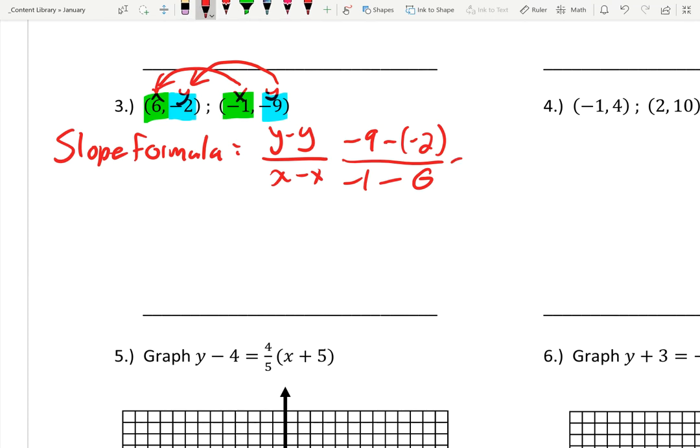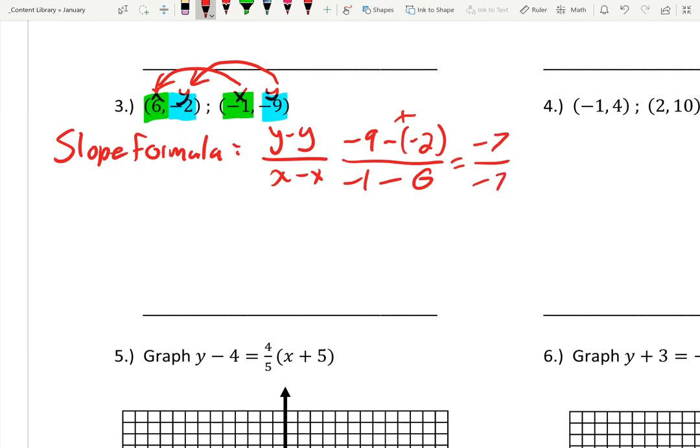So now it's just a matter of, can you reduce this? Can you simplify this? Can you do that arithmetic? Now, a double negative essentially means like a plus. So think of this as like a -9 plus 2. -9 plus 2 would be -7. And then on the bottom, -1 minus 6. If I take 1 away and then I take 6 more away, then it's kind of like adding up in a weird way. We've taken 7 away, so that's -7.